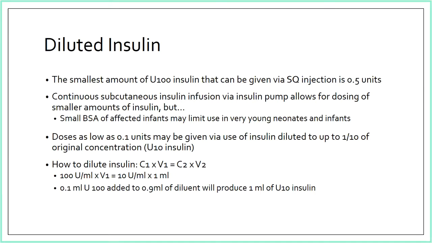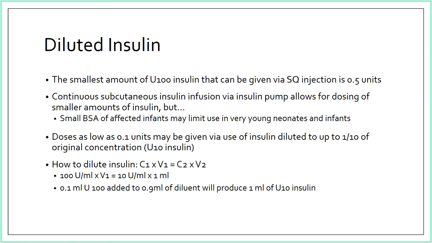Sometimes use of an insulin pump can allow for dosing of smaller amounts of insulin, but infants who have monogenic diabetes are oftentimes small for gestational age or IUGR because of the critical role that insulin plays in fetal growth and development. And so they usually have a pretty small body surface area, and that may limit the use of continuous glucose monitors and insulin pumps in very young neonates and infants.